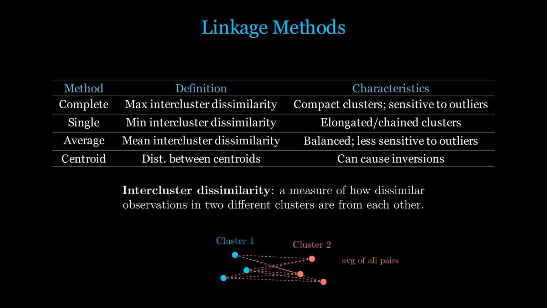Average linkage uses the mean of all pairwise distances between the 2 clusters. It provides a balance between complete and single linkage and is less sensitive to outliers. The centroid method compares the centroids, or centers of mass, of the 2 clusters. It provides a different perspective on cluster similarity, but is prone to inversions, where clusters are fused below either of the individual clusters in the dendrogram.